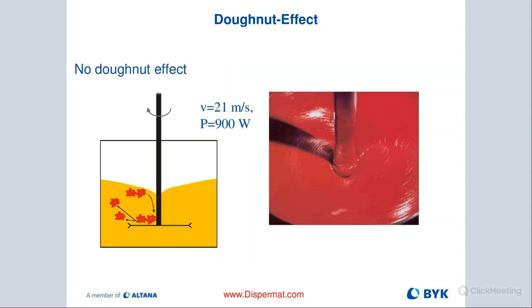And here is an example of where we're putting in 900 watts of energy. We're not seeing a donut. This means that the viscosity is really high, and we are probably not able to ever see a donut. Doesn't mean we are not dispersing. It just means that the viscosity is just so high that we don't really get the donut formed.